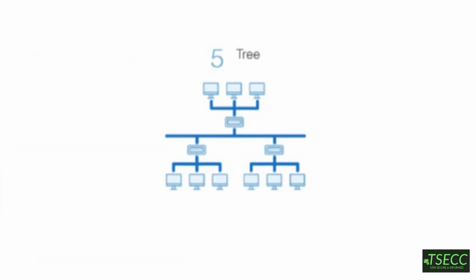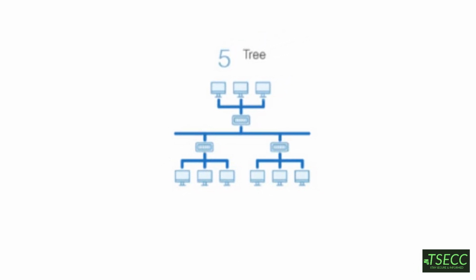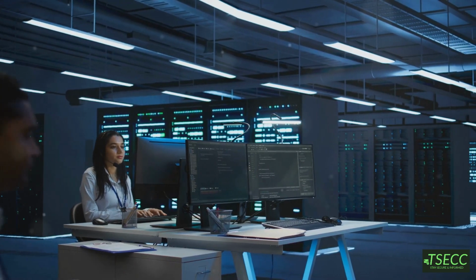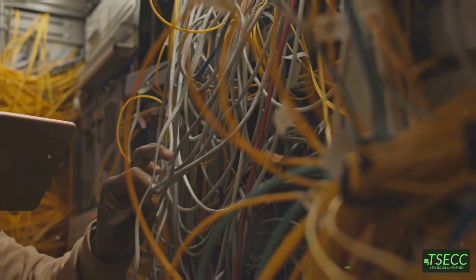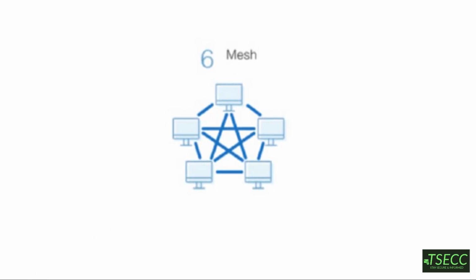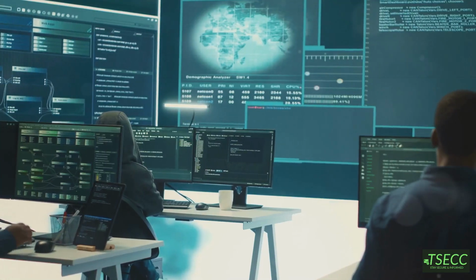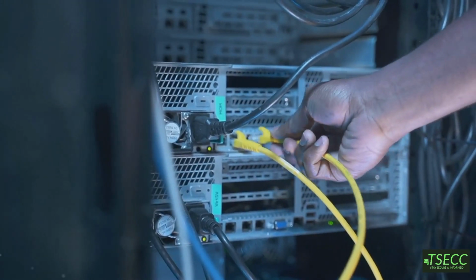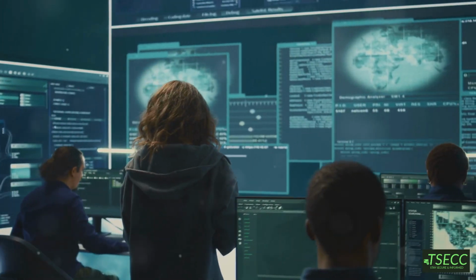Next, we have tree topology, a more complex structure that branches out in a hierarchical fashion. It's like combining multiple star networks, making it scalable and ideal for larger organizations. But it can get costly due to all the cabling and maintenance. Then there's mesh topology, a robust, fully connected network where each device can communicate with every other device directly. This provides high redundancy and reliability, but is often costly and complex to set up. It's mainly used in critical networks where uptime is essential.